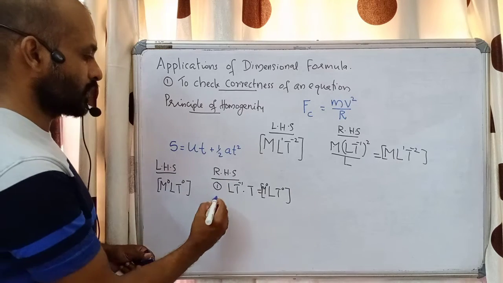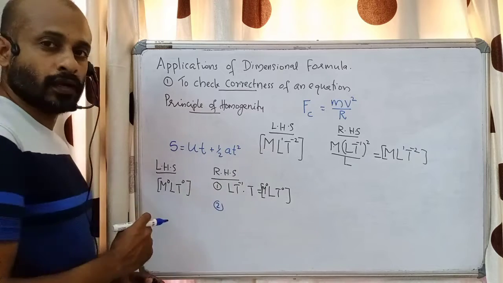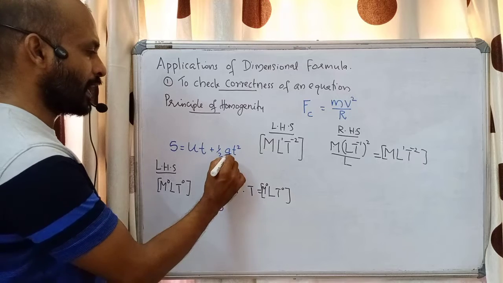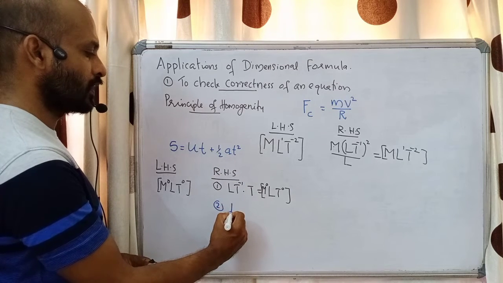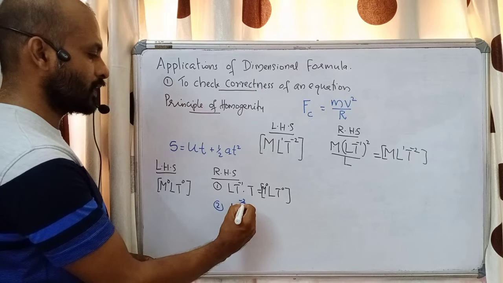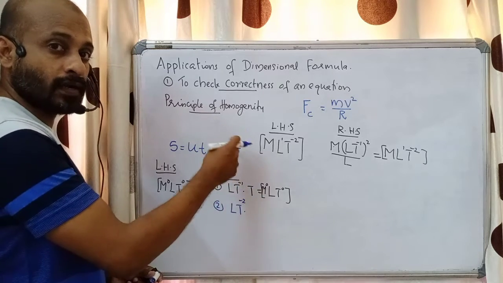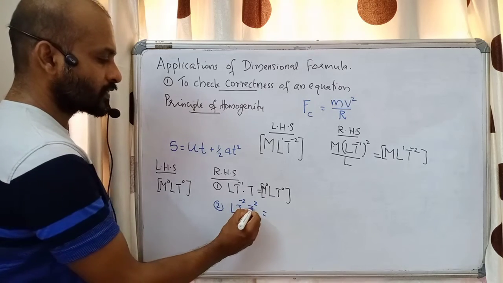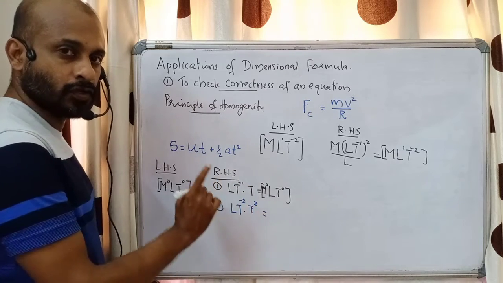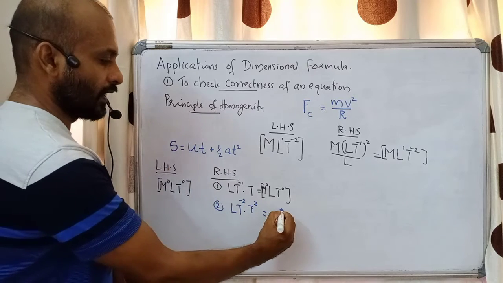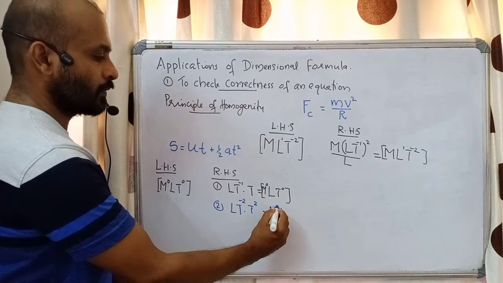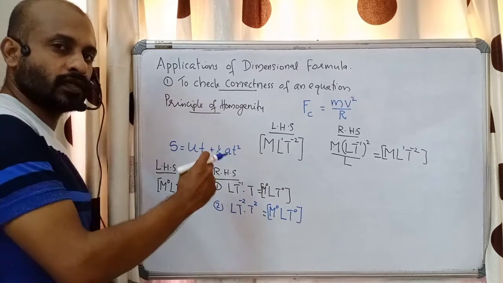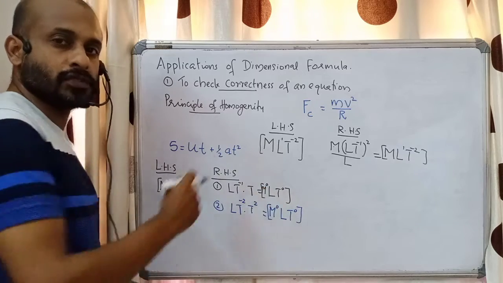The second term of the RHS is half a t square. Half, no need to consider. We need a and t square. So a t square. a is acceleration. What's the dimension formula? L t raised to minus 2 for acceleration. t square, time square. t square and t raised to minus 2 cancel. It will lead to the value 1. So L into 1 means L. So we have to multiply m raised to 0 and t raised to 0. This is the dimension formula of the second term on the right side. This also has the same dimension formula.